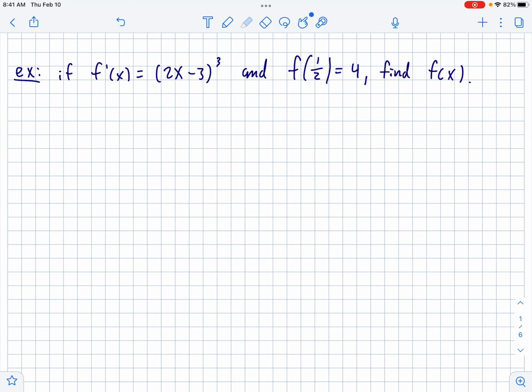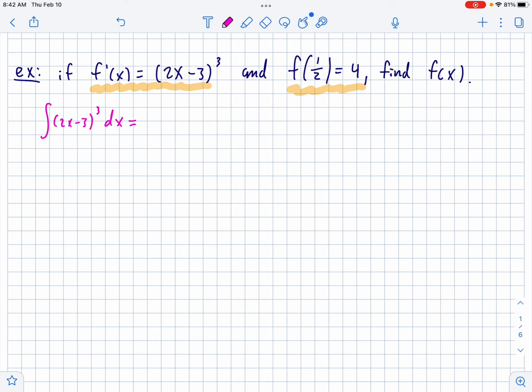So here they have given us a derivative of a function, and they gave us some information about the original function, that if you put in a 1/2, you get out a 4. So we're going to find the entire original function. First step is we are going to integrate 2x minus 3 cubed dx.